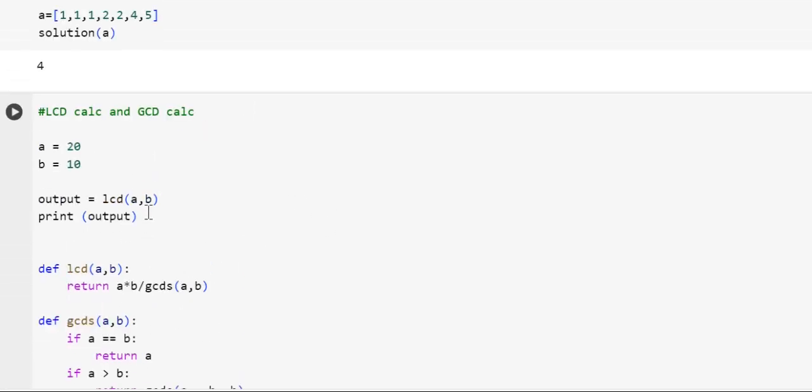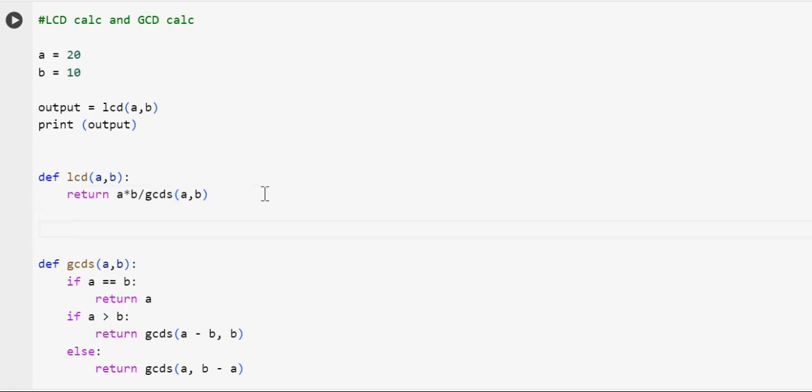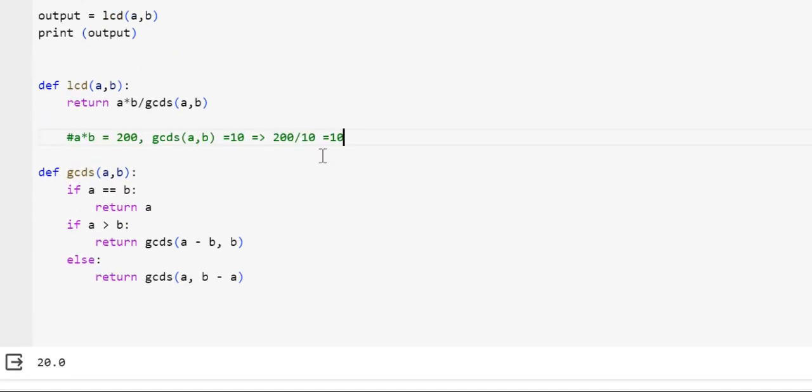Why? LCM is A multiplied by B. A is 20 multiplied by 10, that is 200, which is A multiplied by B equal to 200. Now divided by the GCD of a comma b. Earlier we have seen the GCD of a and b was 10. So 200 divided by 10 gives the output as 20. And here we get the output as 20. So this is how it is working.